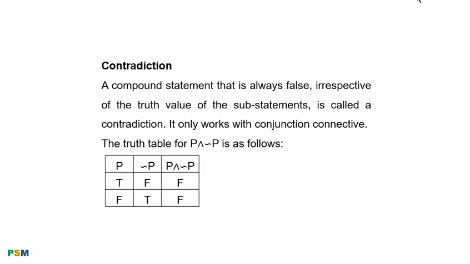We also have contradiction. A compound statement that is always false irrespective of the truth value of the sub-statements is called a contradiction. It only works with the conjunction connective. The truth table for P and negation P is as follows. You have P, negation P. If you combine both using AND, you have a false compound statement.